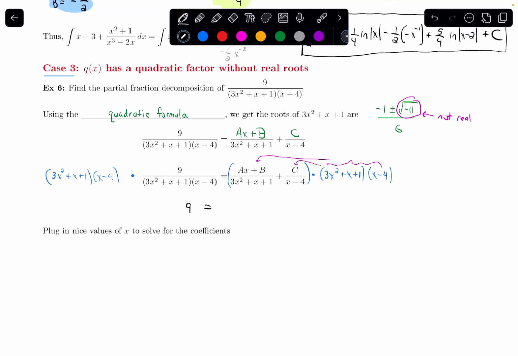For the first fraction, it'll get rid of the 3x squared plus x plus 1, and we'll have ax plus b times x minus 4. For the second fraction, it'll cancel x minus 4, and we'll have plus c times 3x squared plus x plus 1. All right, and as we've seen before, once I've cleared out the denominators, now we plug in some nice x values so that I can solve for the coefficients.